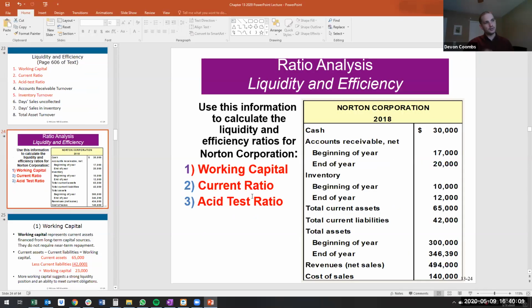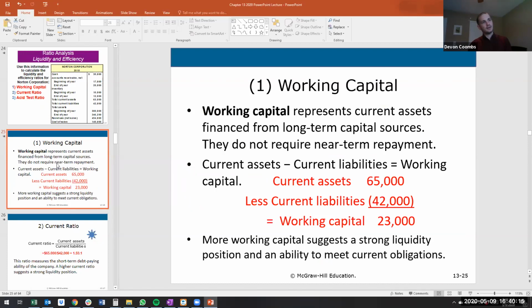So liquidity ratios, we want to know about working capital, current ratio, and the acid test ratio. Working capital represents current assets financed from long-term capital sources. So what we're looking for is how much money do we have today to play with? That's the fun way to think of it.